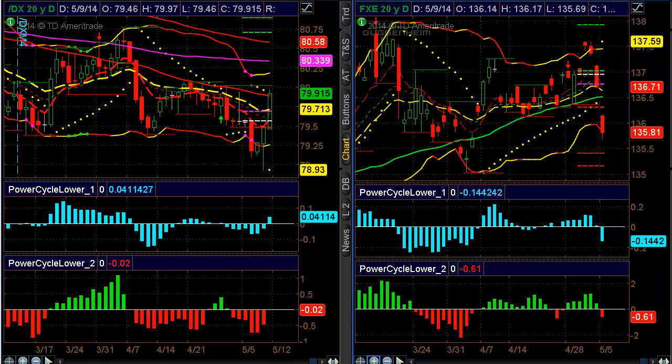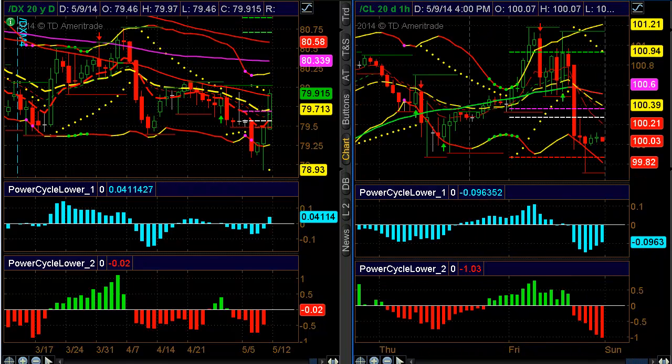So let's go through the various asset classes and how the dollar can impact the various major commodities around the world. So one thing you need to understand is that most of the major global commodities are priced in US dollars. So as the dollar goes up, it causes those commodities to become more expensive. So one of the main ones that it can impact is crude oil. So here's the crude oil chart. This is a 1 hour time frame.